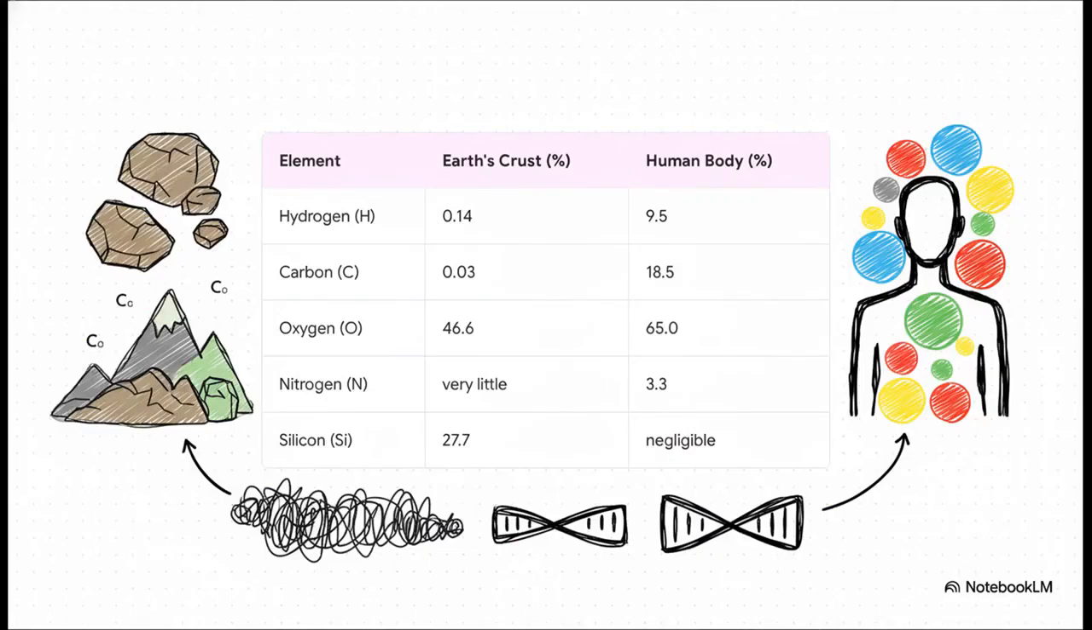And here's what's so wild. The ingredients are pretty much the same. The elements that make up the Earth's crust are the same ones that make up your body. The crucial difference isn't the what, it's the how much. I mean, just look at carbon. It's barely a trace element in the crust, but it makes up nearly a fifth of the human body. Life isn't built from some rare, exotic elements. It's made of the most common stuff around, just mixed together in a completely different recipe.